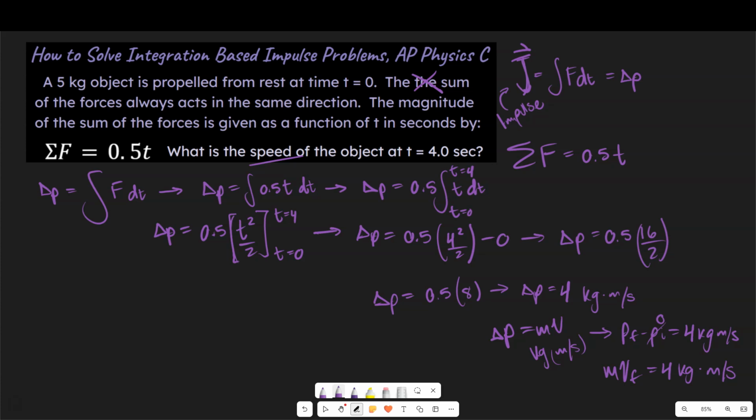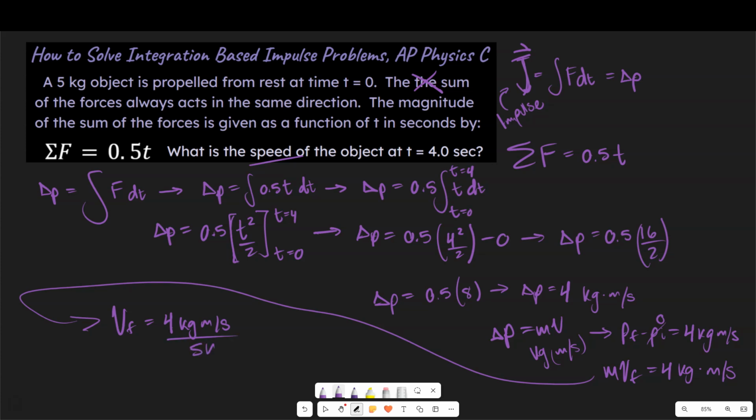Okay, so can you all see where I'm going here? Let's move this over here. We don't have much room. So we want to get our v final. So our v final is going to be 4 kilograms times meters per second divided by our mass, right? So our mass with 5 kilograms over here. So our v final is 4/5 or 0.8 meters per second.